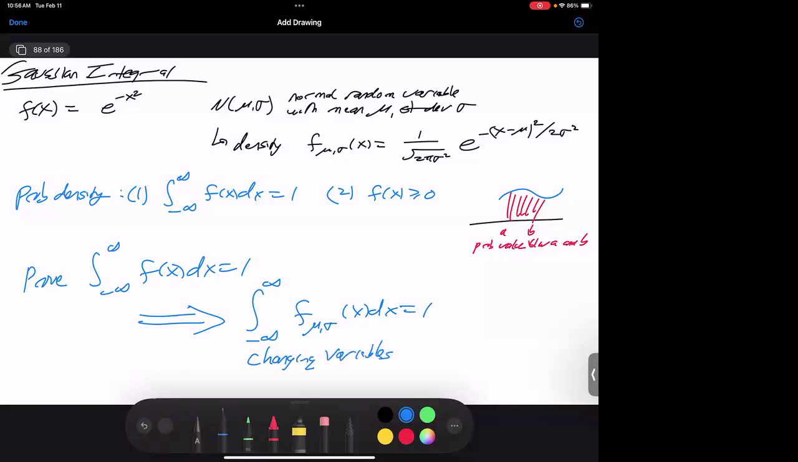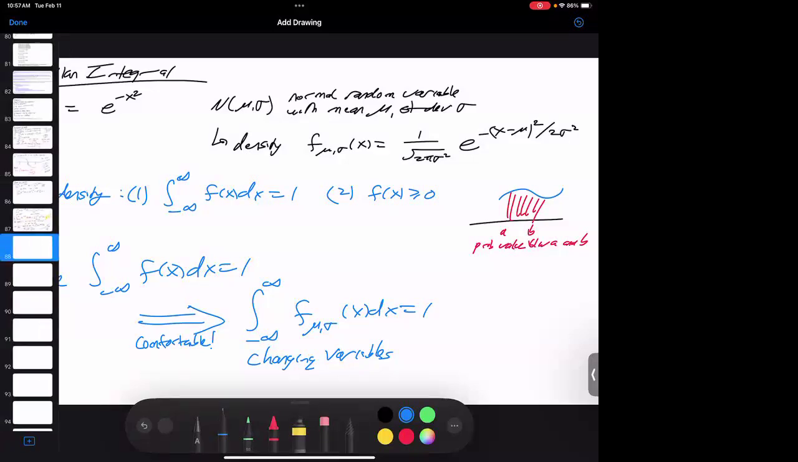So you should make sure that you're comfortable enough doing these simple change of variables, that I can translate x, that I can rescale. You need to make sure you can do that. If you can't do that, please let me or the TAs know immediately.